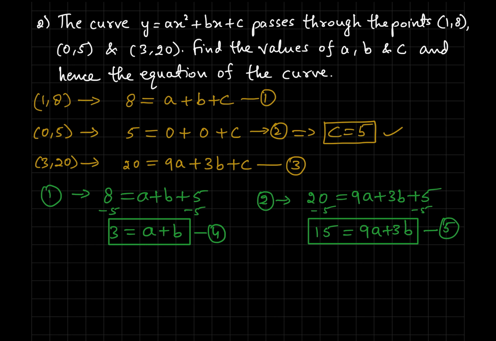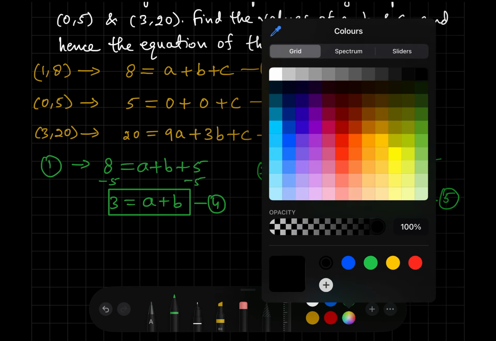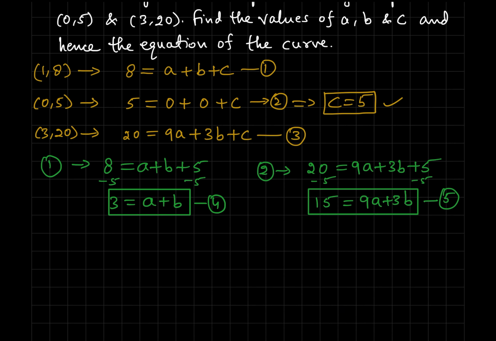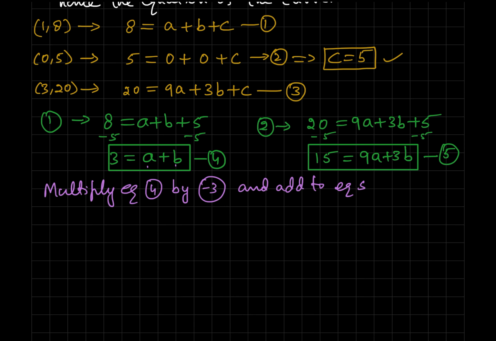So now what we can do, we can solve these two equations 4 and 5 to get the values of a and b. Okay, so let's do it quickly. I will write here, this is 9a and here it is 3b, and here we are having a and b. What I can do, I can multiply equation number 4 by negative 3. So let us write multiply equation 4 by negative 3, and add to equation 5.